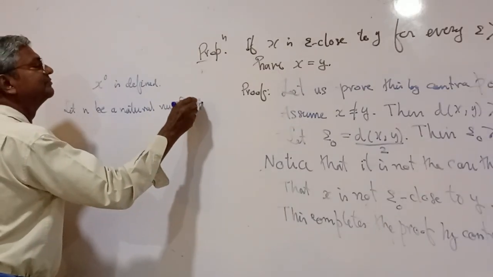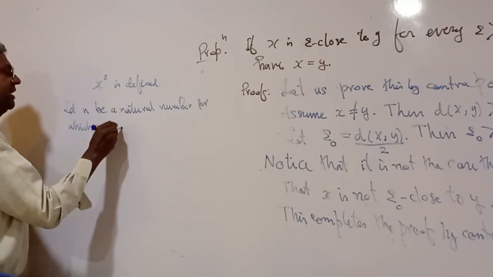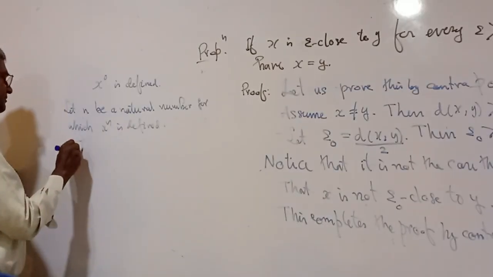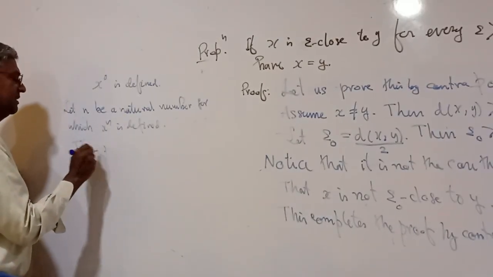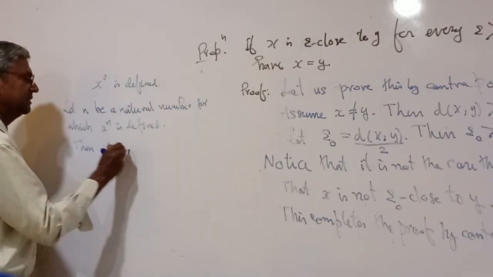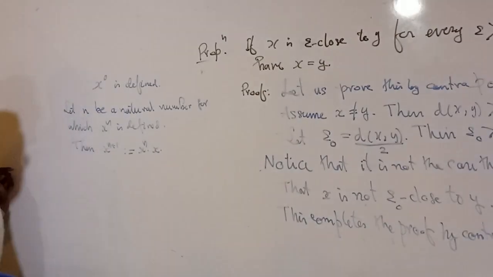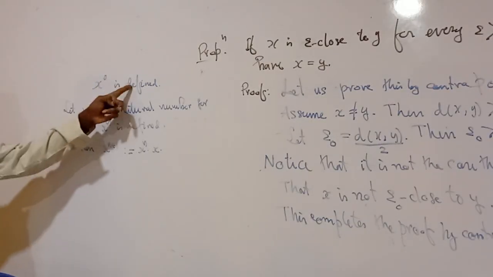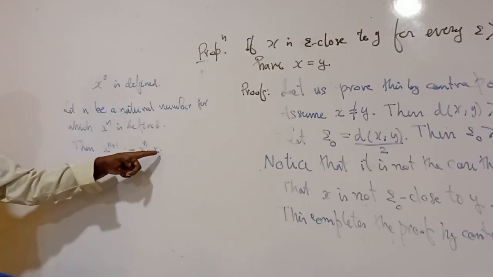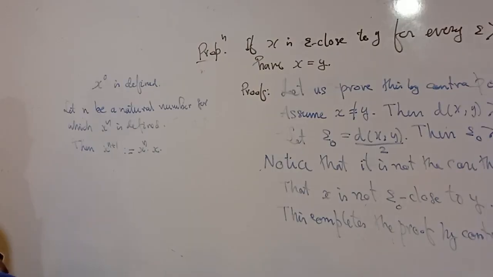For which x to the n is defined. Then x to the n plus 1 he defines as x to the n times x. So by this step, since x to the 0 is defined, when you put 0 here, x to the 0 plus 1, you get x to the 0 times x. So x to the 1 is x.